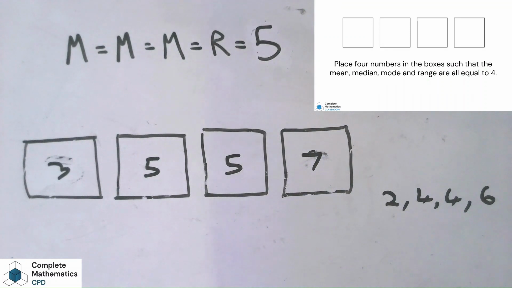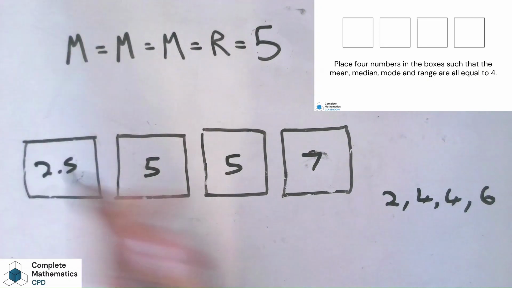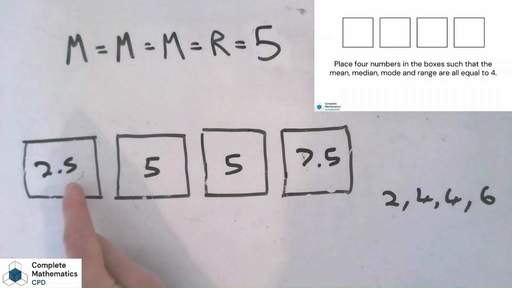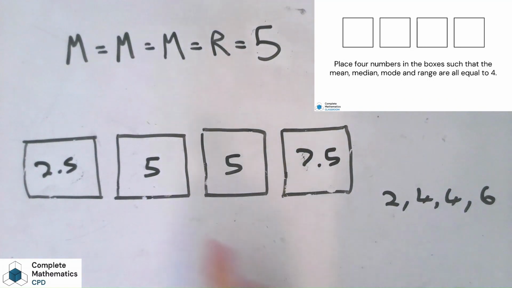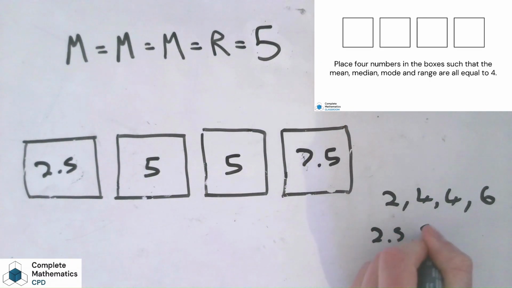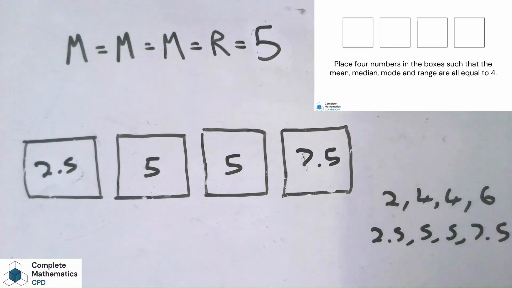So we have to think about non-integer solutions at this point. Well, why don't I just take a half from this one? So call that 2.5, and this one would go up to 7.5 now. And does this work? Well, the range is now 5, you can see. The mode is still 5, the median is still 5, and there's still a total of 20 in all 4 boxes together. So we've stumbled across a solution for this one as well. So 2.5, 5, 5, and 7.5. And at this point, you might want to do mean, median, mode and range equal to 6, 7, and 8, and so on.